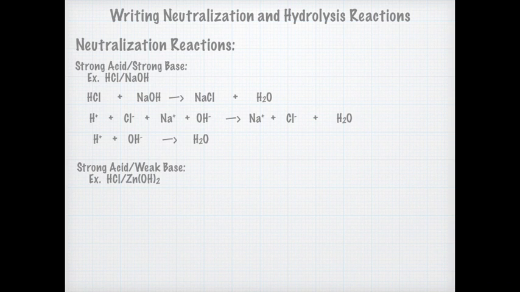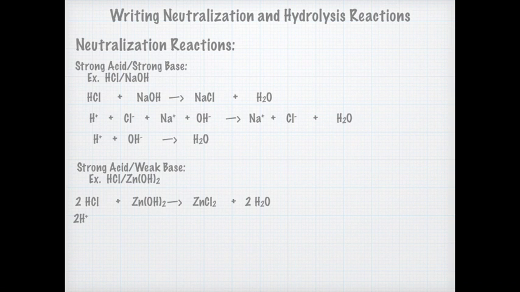Let's look at a strong acid and a weak base. I've got hydrochloric acid and zinc hydroxide. Hydrochloric acid reacts with zinc hydroxide, and it's going to produce zinc chloride and water. Now it's my job to determine what's soluble, and therefore what I should break up into its ions. Hydrochloric acid is a strong acid, so I'm going to break it up into its ions. But first, I need to balance. I'm going to put a 2 in front of hydrochloric acid and a 2 in front of water. Now I'm balanced, so I can write the full ionic equation.